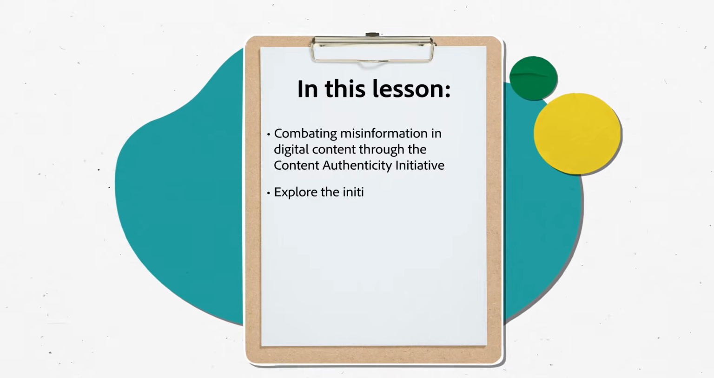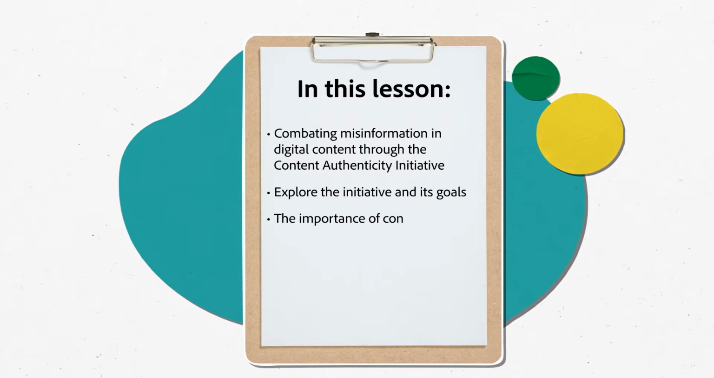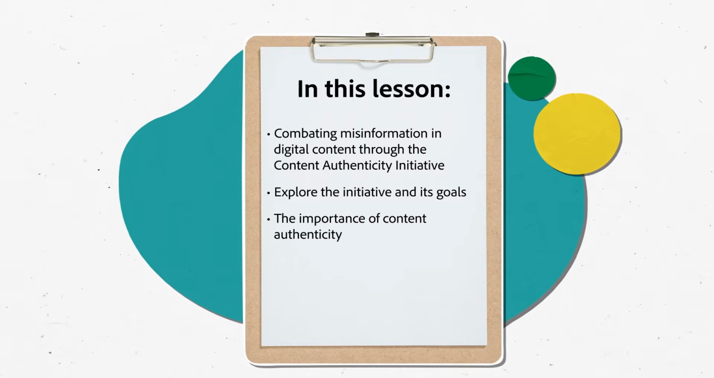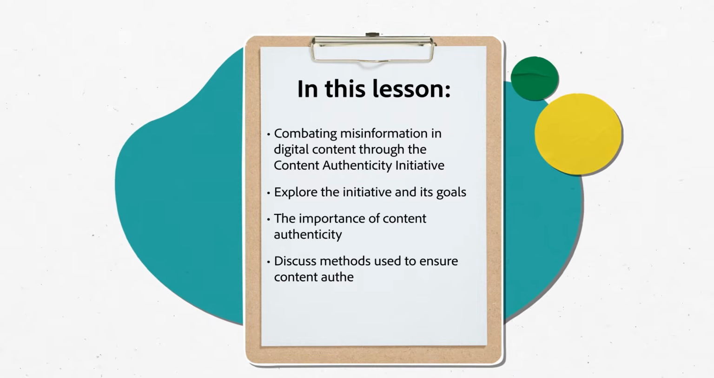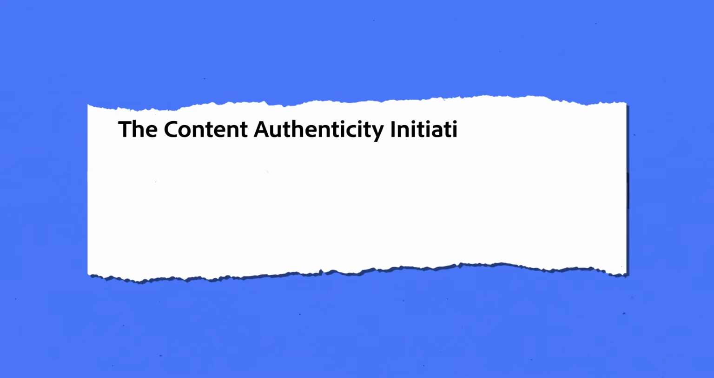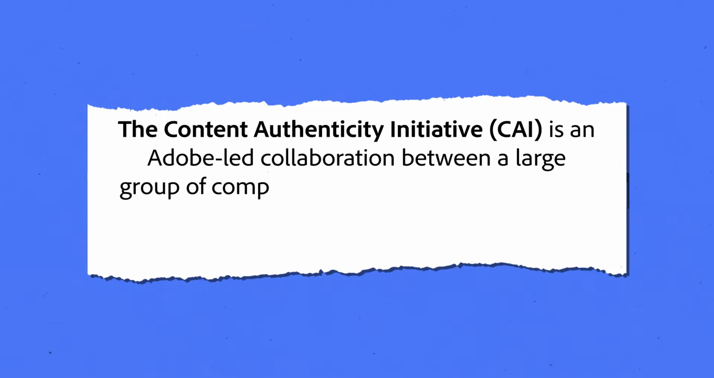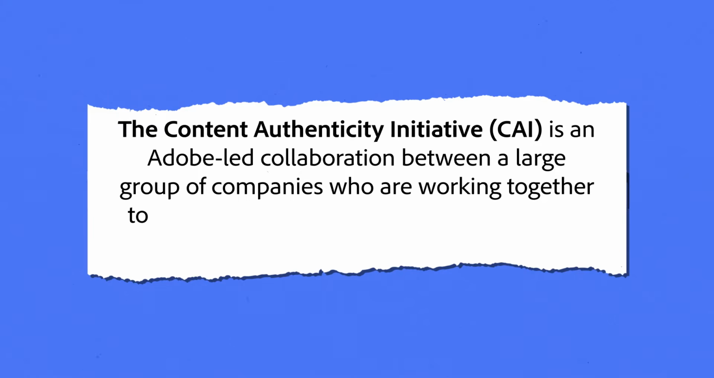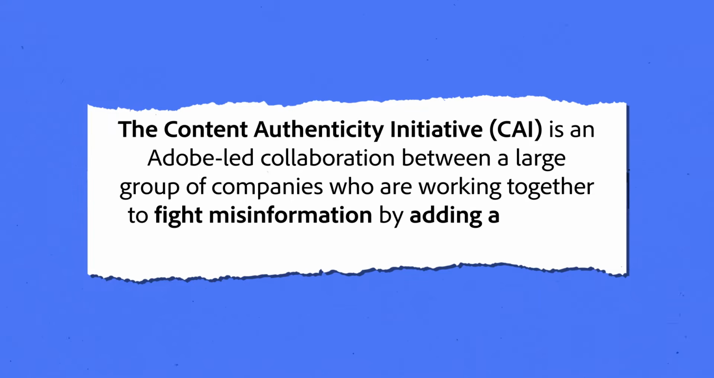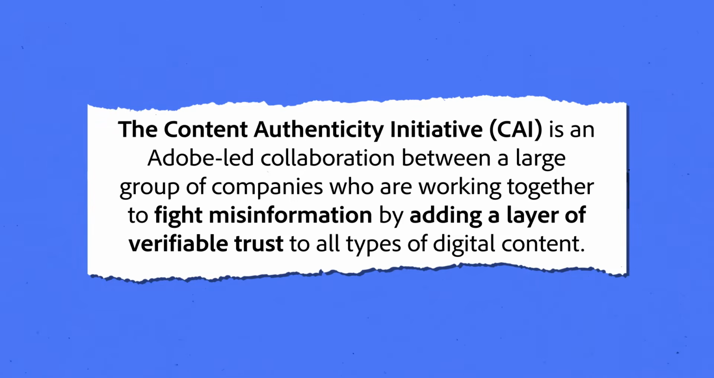You'll explore the initiative and its goals, cover the importance of content authenticity, and discuss some methods used to ensure content authenticity. The Content Authenticity Initiative, or CAI, is an Adobe-led collaboration between a large group of companies who are working together to fight misinformation by adding a layer of verifiable trust to all types of digital content. The goal is to establish and promote an open system that can verify the history and authenticity of digital content.